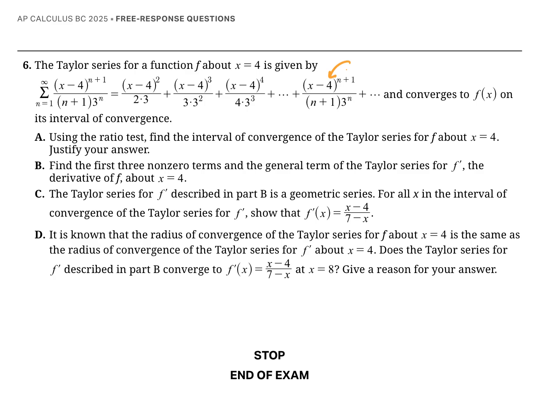Part D. It is known that the radius of convergence for the Taylor series for f about x equals 4 is the same as the radius of convergence of that for f prime at x equals 4. Does the Taylor series for f prime described in part B converge at x equals 8? Give your reasons.